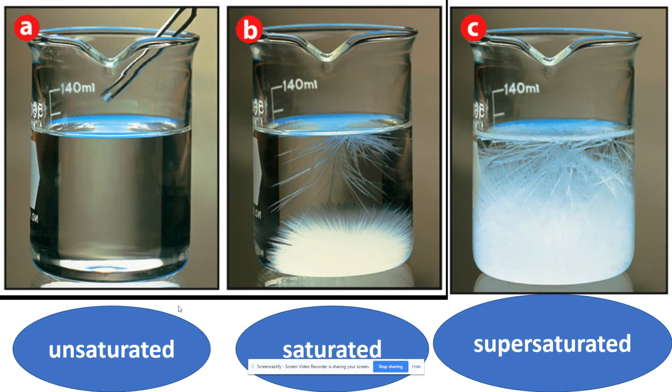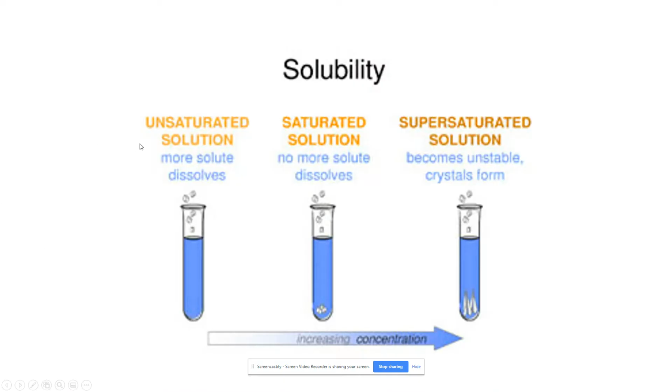Solutions can be saturated, unsaturated, or supersaturated. A saturated solution is one that is holding all the solute it can, and no more solute can dissolve. Unsaturated means it could still hold more. If you were to add solute, more solute could dissolve.